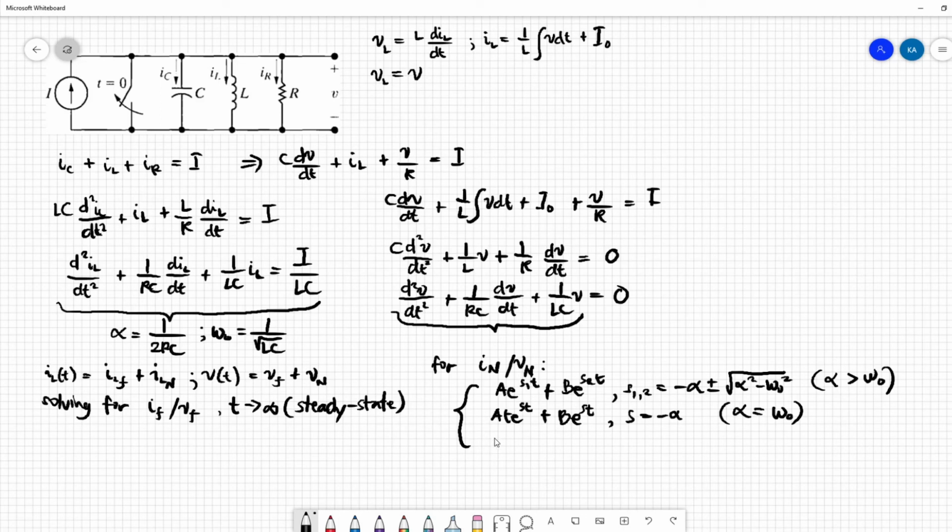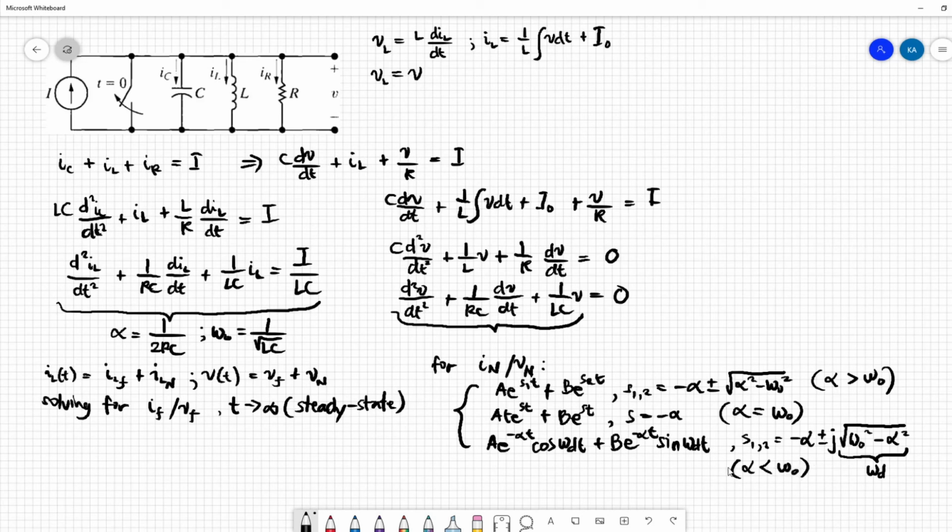For the last case, we have A e to the negative alpha t cosine of omega d t plus B e to the negative alpha t sine of omega d t, where s1 and s2 are equivalent to negative alpha plus or minus j square root of omega naught squared minus alpha squared, where this term is equivalent to omega d. For this case, alpha is less than omega naught, or this is the underdamped case.